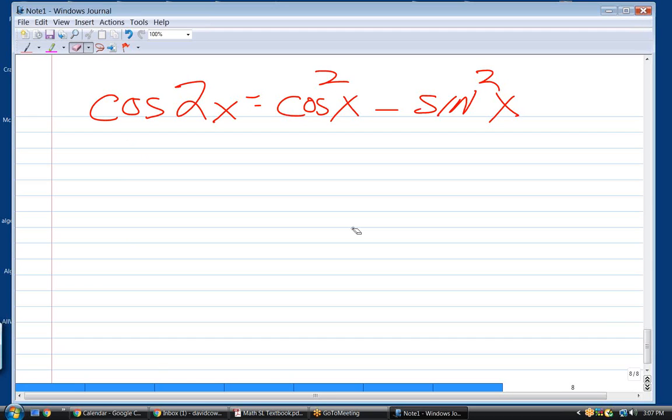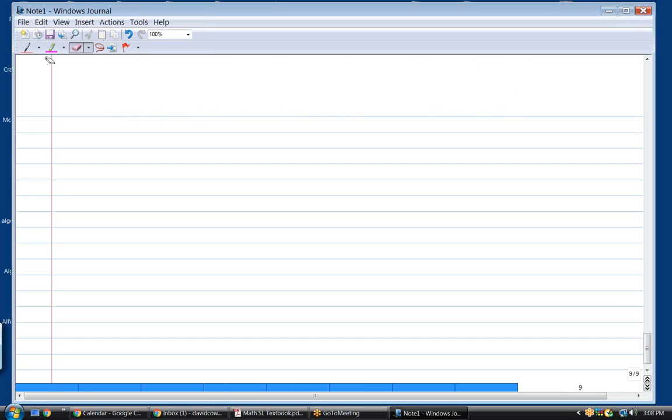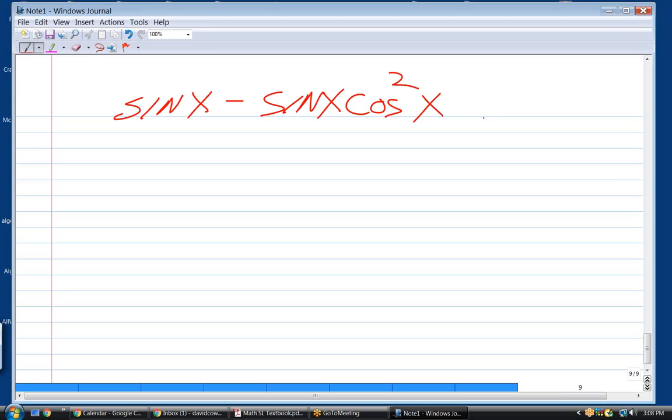Next one I have is sine x minus sine x cosine squared x. Just that? Yes. No equation? Nope. Okay. How are we going to simplify this expression? What I do, 2 sine x times cosine. Always be factoring. Factor out sines.